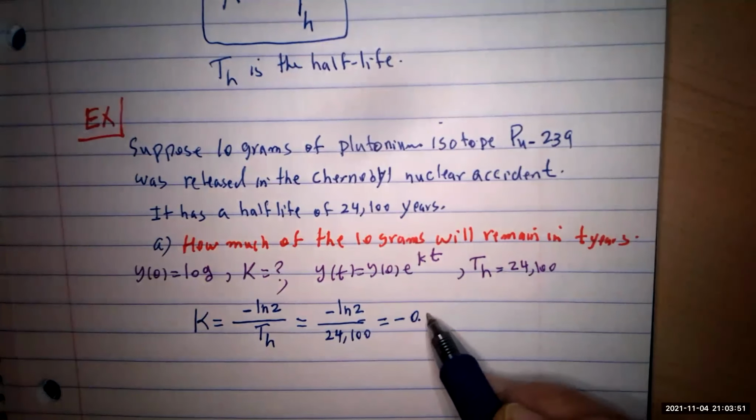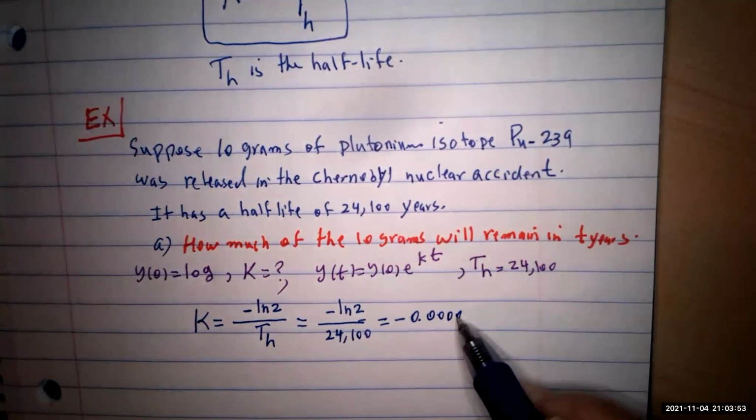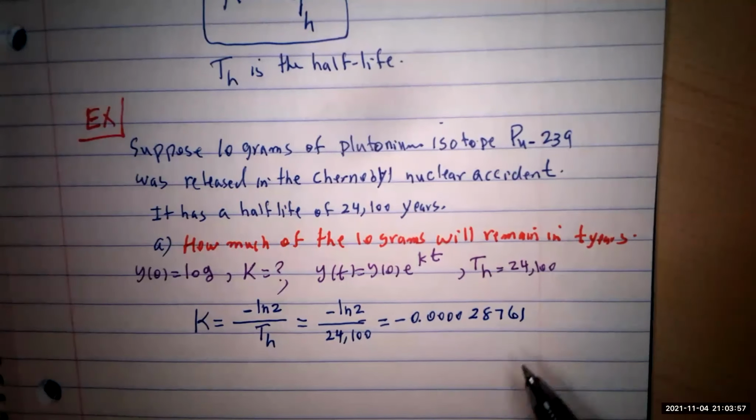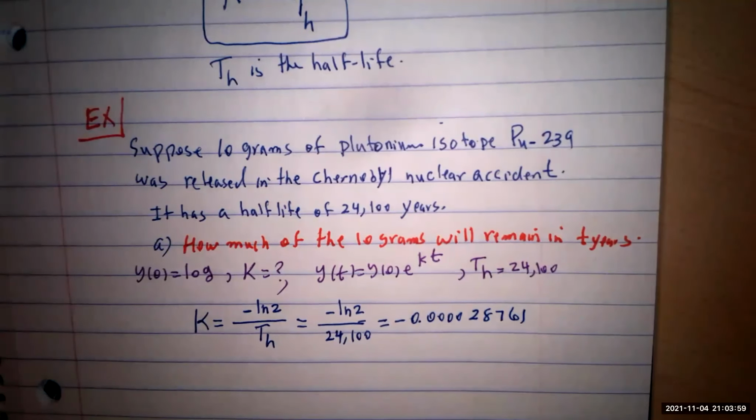So I have 4 zeros, 1, 2, 3, 4. Then I have a 28761. If you want to round that, you have to have at least 3 non-zero numbers after those zeros. But it's just application of the calculator. So it's not going to be a big deal. Okay, so this is going to be the K.